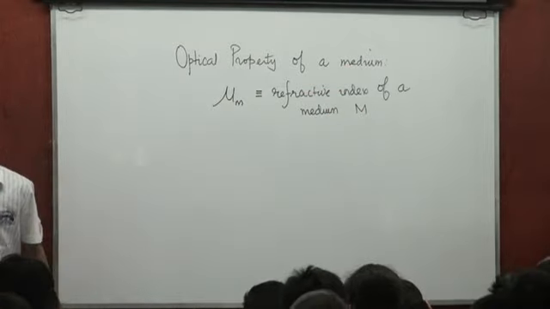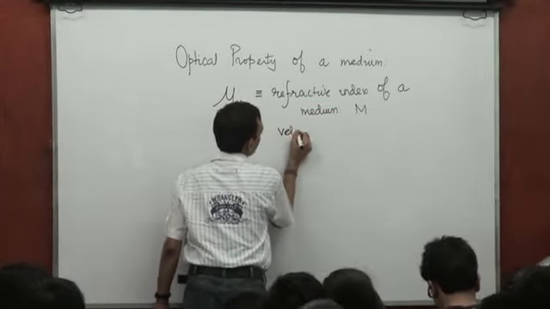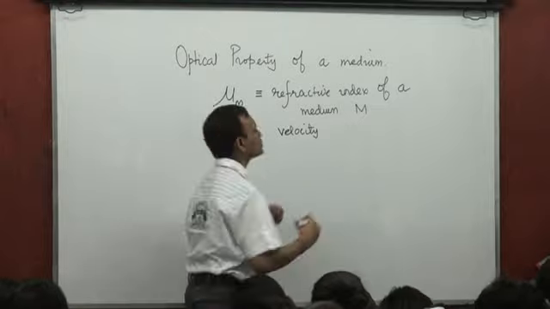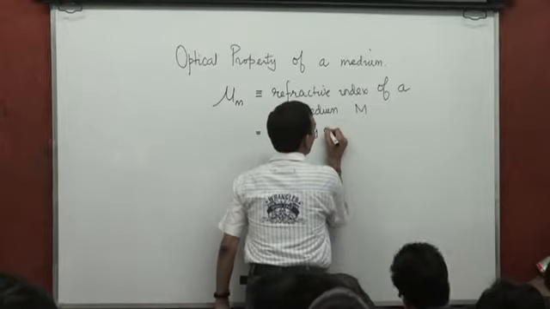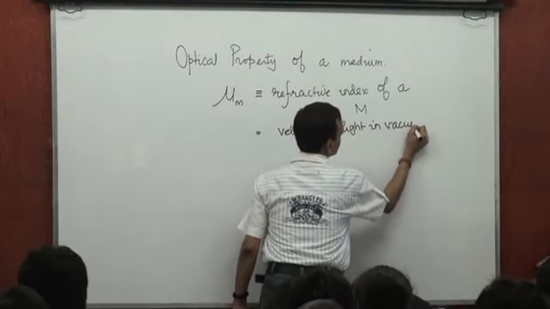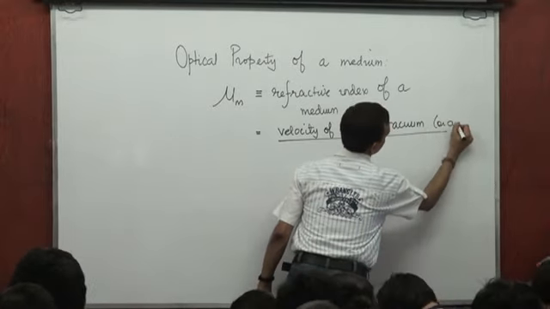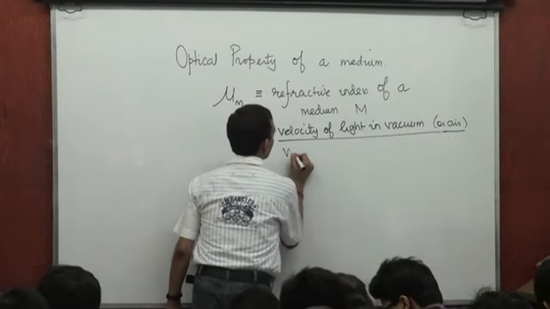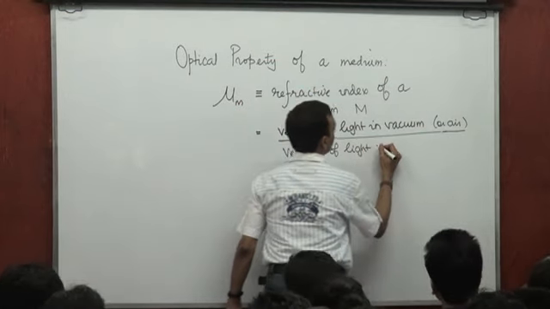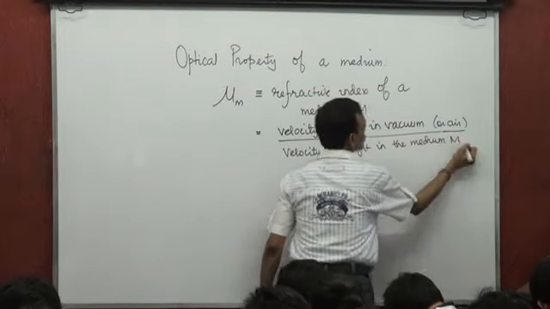Now that's defined as the velocity of light in vacuum. Vacuum and air would be regarded almost synonymous in terms of their optical properties. The velocity of light in vacuum, divided by the velocity of light in the medium m.